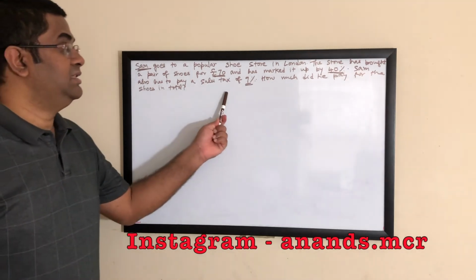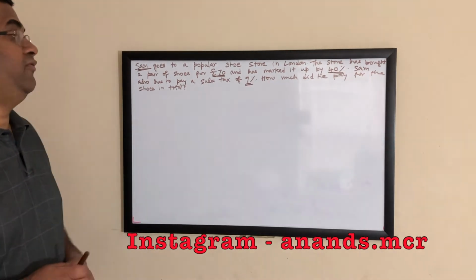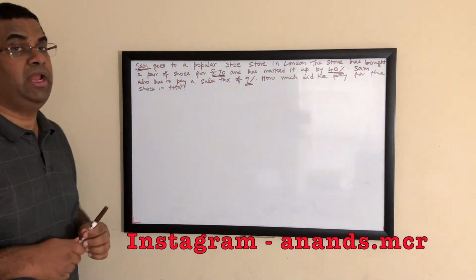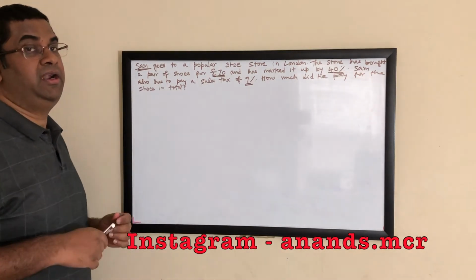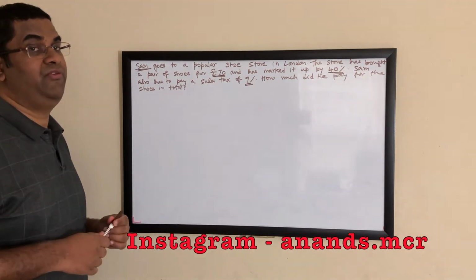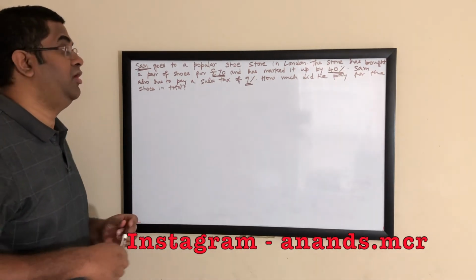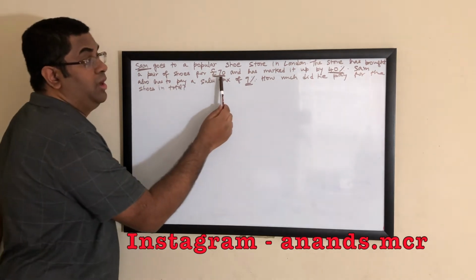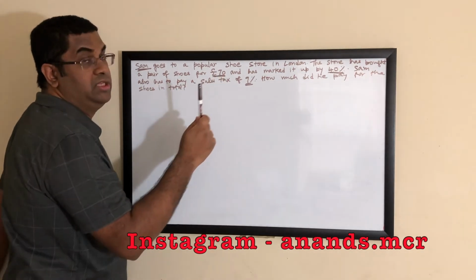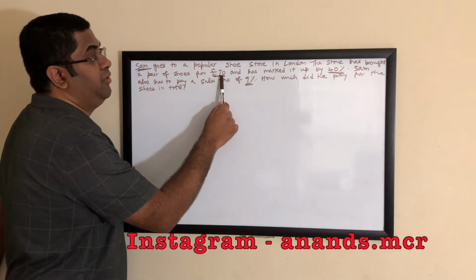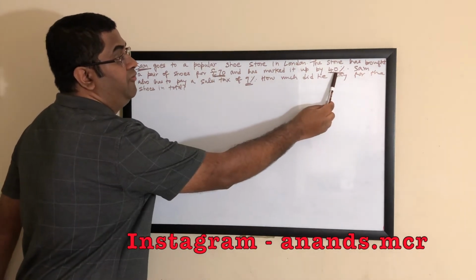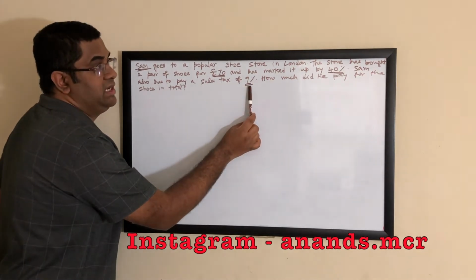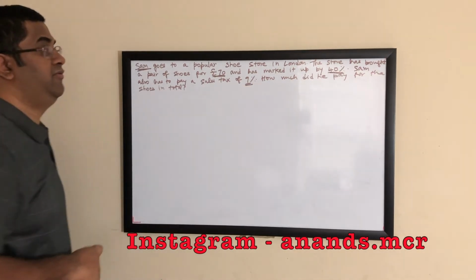Sam also pays a sales tax of 9%. How much did he pay for the shoes in total? Let us now take a look at the way to solve the problem. I've already highlighted and underlined the key pieces of information that we need to solve this problem. So Sam is one, and the store has bought the pair of shoes for £70, and it has marked it up by 40%. And the sale also attracts a sales tax of 9%. So how much did he pay for the shoes?